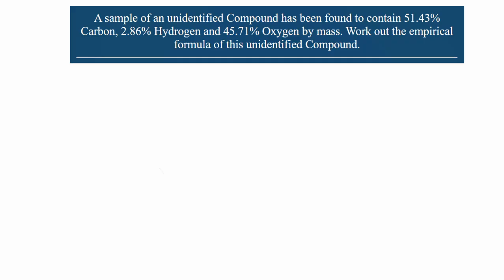Well, the first thing I'm going to do is take a look at the percentage composition by mass. In this particular case, if we add those up, just a quick check, I'm going to add these up and see what number we come up with. So for carbon, we've got 51.43. And then hydrogen, we've got 2.86. And for oxygen, we've got 45.71, right?